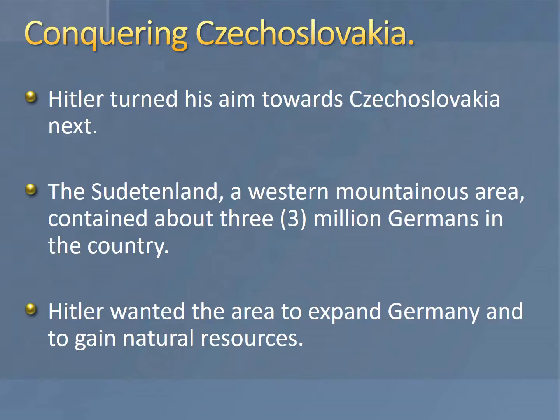Hitler then turned his aim towards Czechoslovakia. The Sudetenland was a western mountainous area that contained about 3 million Germans in the country. It's in Czechoslovakia, on the western part of the border with Germany, and it has about 3 million Germans there. Hitler wanted the area to expand German territory and to gain natural resources from the area.